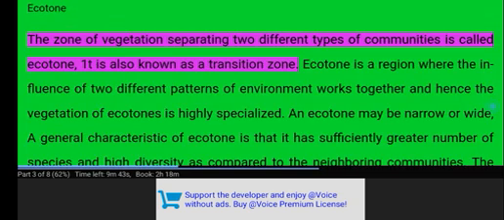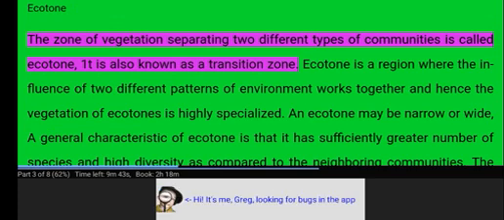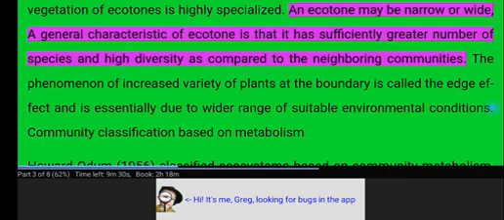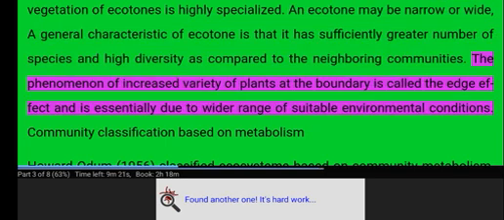Ecotone. The zone of vegetation separating two different types of communities is called ecotone. It is also known as a transition zone. Ecotone is a region where the influence of two different patterns of environment works together, and hence the vegetation of ecotones is highly specialized. An ecotone may be narrow or wide. A general characteristic of ecotone is that it has a sufficiently greater number of species and high diversity as compared to the neighboring communities. The phenomenon of increased variety of plants at the boundary is called the edge effect and is essentially due to a wider range of suitable environmental conditions.